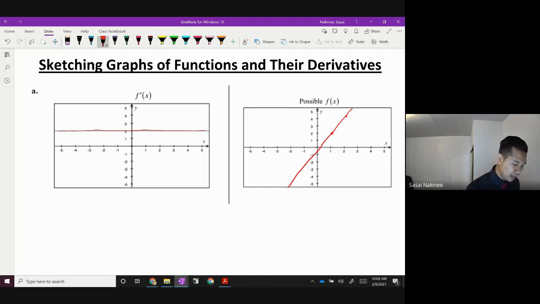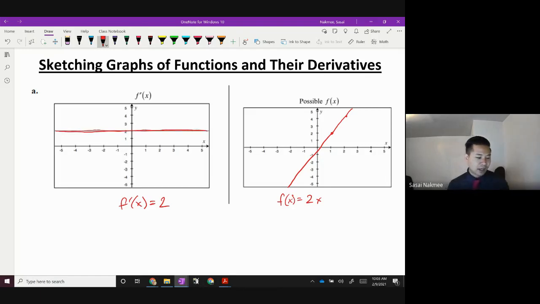And that kind of makes sense, doesn't it? Because if I'm looking at it, you know what this function actually looks like to me? This function is actually 2x. If you were to graph 2x, it's just a line that's going like this. And if you take the derivative of 2x, using the constant rule and the power rule, the derivative of that is just equal to 2, which is exactly what we have graphed here. You guys see that?